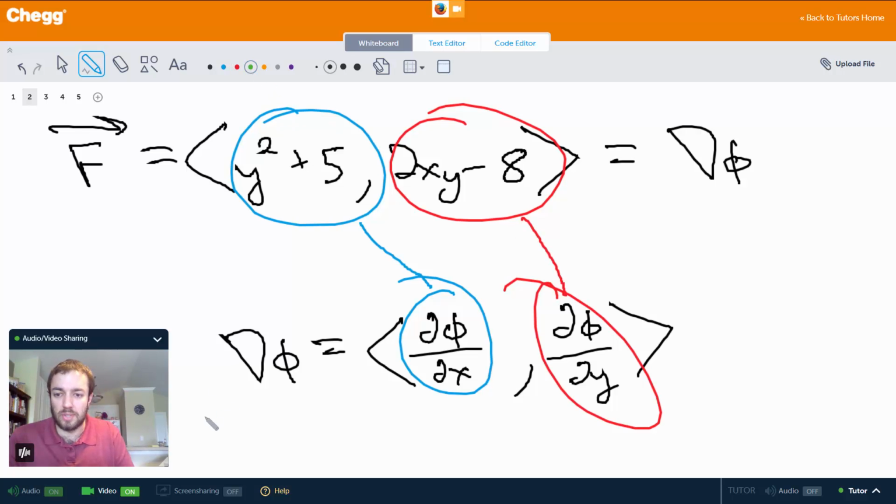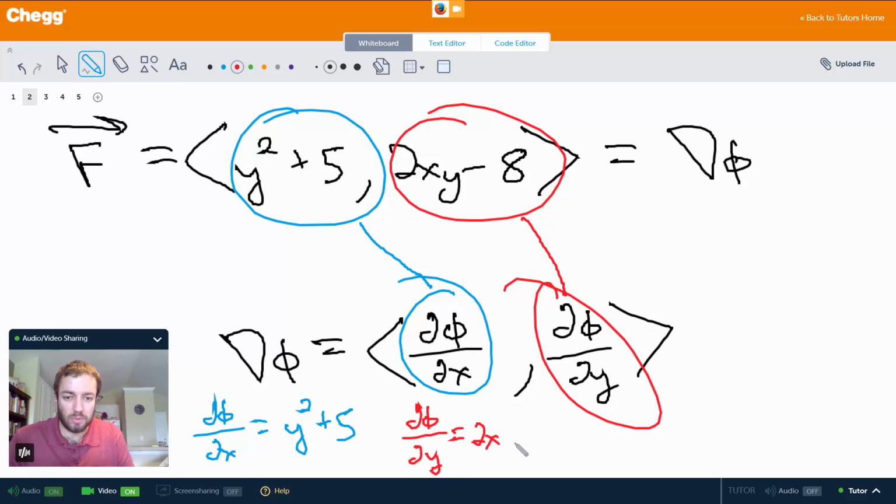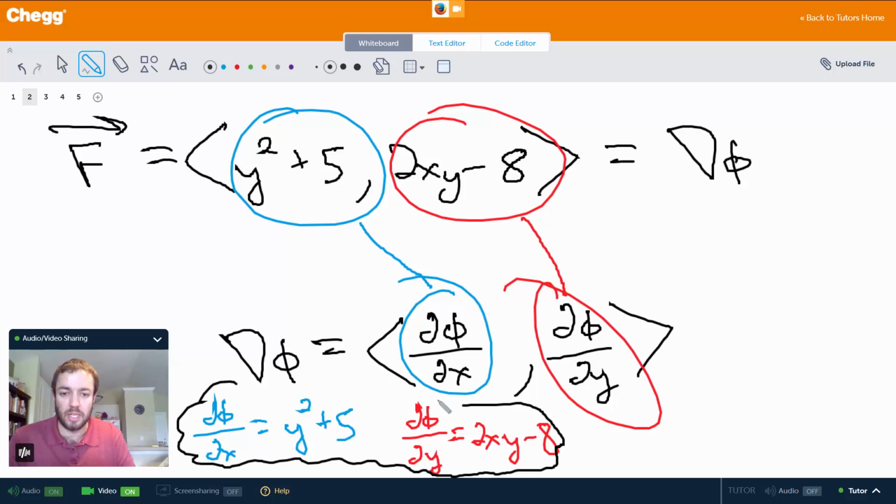So let's go ahead and write those down. Del phi del x equals y squared plus 5, and del phi del y equals 2xy minus 8. So we have these two equations that we want to solve, and when we solve these equations, we're going to get our potential function phi. All right, and then we'll be done. So let's go ahead and go to page 3.